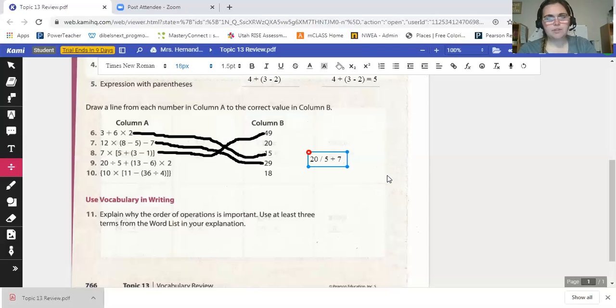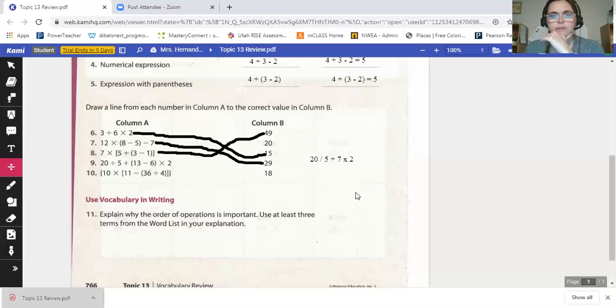times 2. Well, I know that looking at this, I've got division here, addition here, and multiplication here. Well, working from left to right, I know I'm going to divide first. So 20 divided by 5 is what I'm going to work on next, and that is 4.